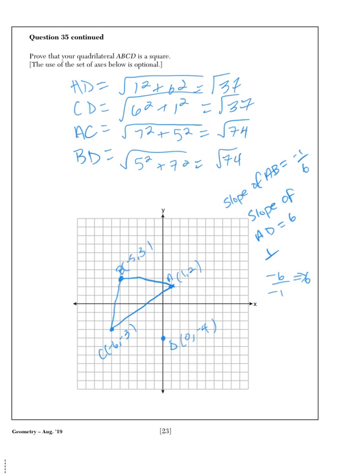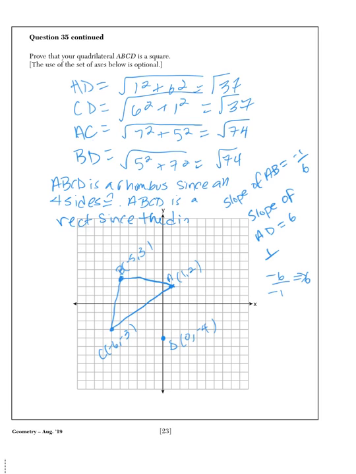Okay, then you need to do a concluding statement. So I would say ABCD is a rhombus since all 4 sides are congruent. And then I would say ABCD is a rectangle since the diagonals are congruent. And then I would say, therefore, ABCD is a square. Because if it's a rhombus and a rectangle, it is a square.